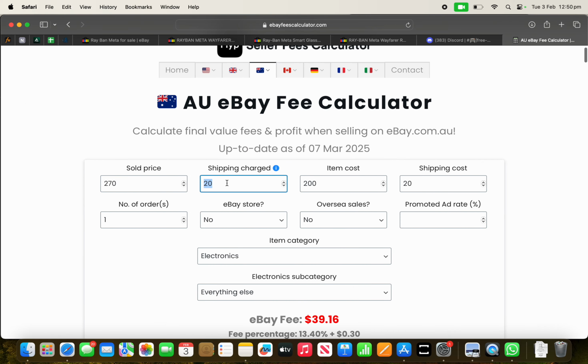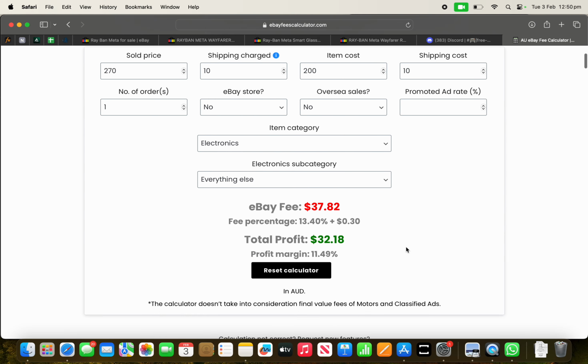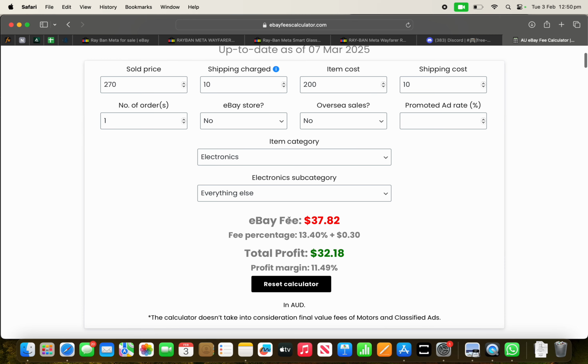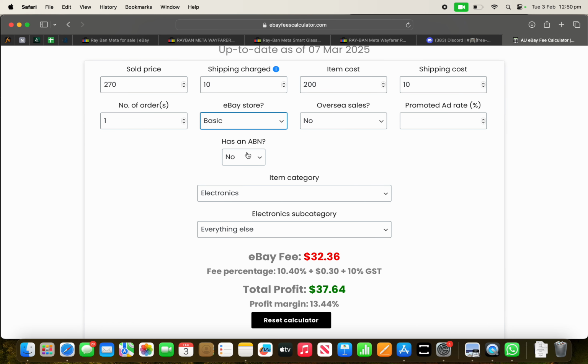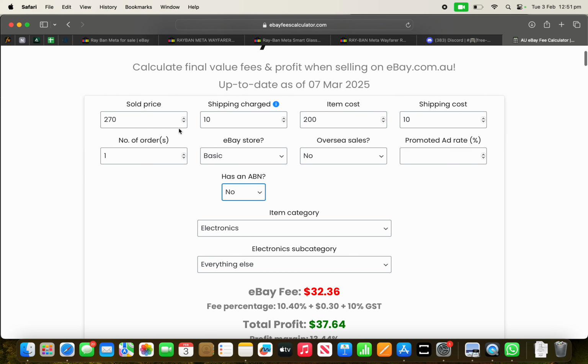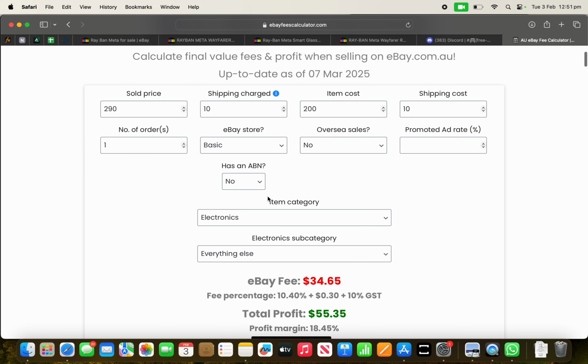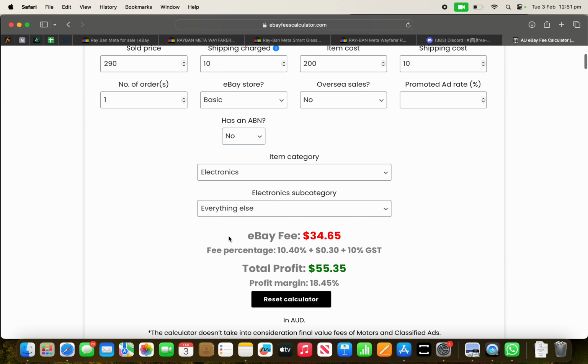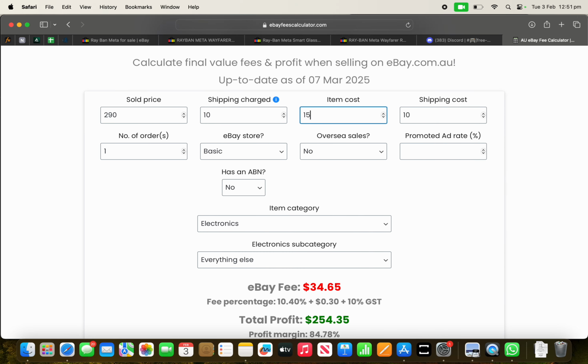So you simply just type it in like this, 270, shipping you charge is 10, shipping costs you 10. How much you pay for the item? Say you paid 200. Scroll down. eBay fees are $37. If you had a store, I have a basic store, you'll make $40 profit buying it at 200 and selling it for 290. You'll make $55 profit. So your profit will be $55 buying it at 200. Say you got it for 150, you'll be making $105 profit, okay?